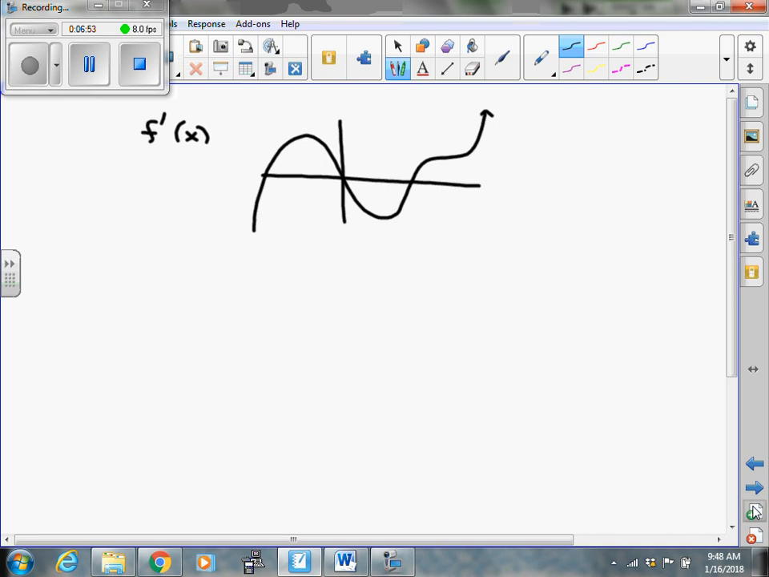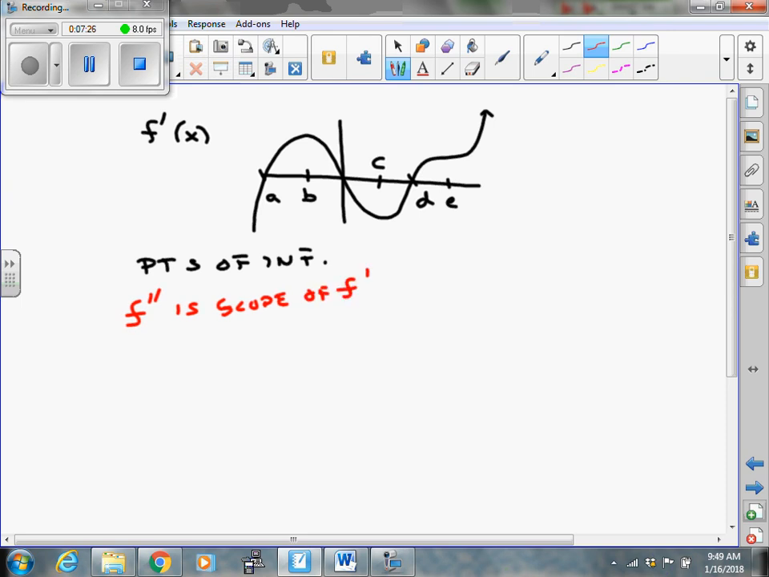Now there's the graph of the derivative. I'm going to label these points A, here's B, C, D, E. Okay, so if I want points of inflection, then what I'm going to do is look at slopes. Why? Because the double derivative is the slope of the derivative.